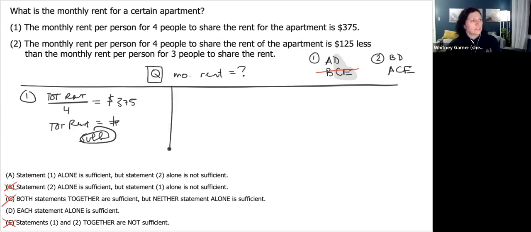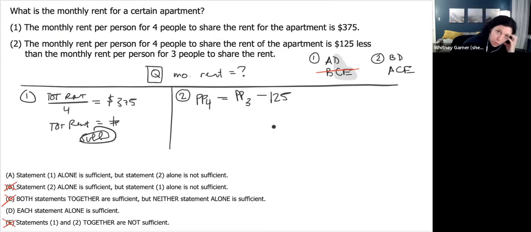Statement 2. This seems a lot more complicated. But let's set it up. The monthly rent per person for 4 people to share the rent is $125 less than the rent for 3. So I'm going to write, per person for 4 is equal to per person for 3 people minus 125. Let me just think about this. The per person rate for 4 people, I find by taking the total and dividing it by 4, which means if I want the per person rate for 3 people, I find the total and divide it by 3.